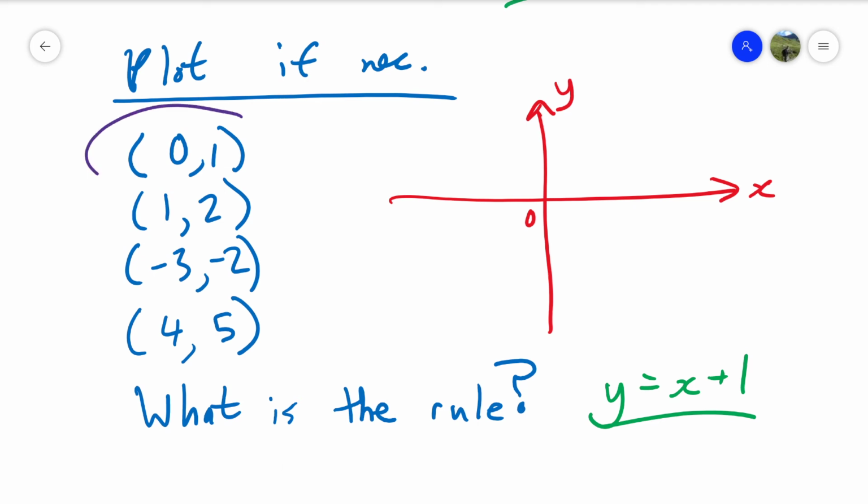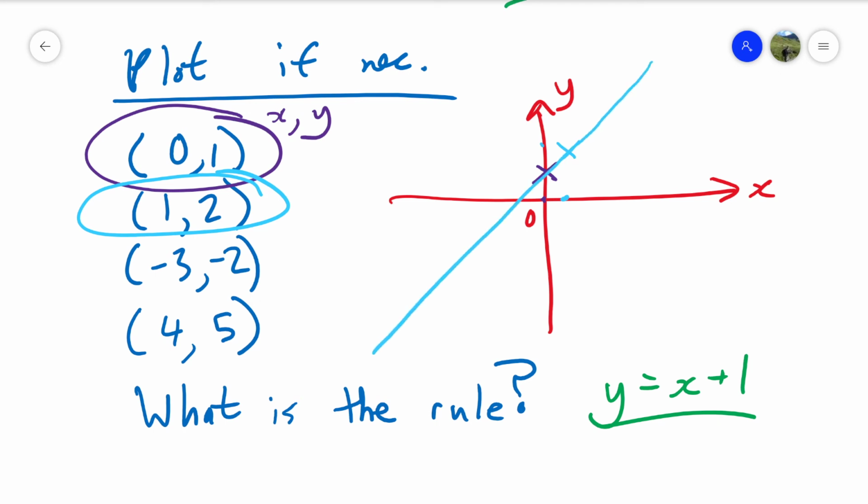Let's plot the first point. Remember, it's x comma y because always in alphabetical order. So x is 0 and y is 1. Now let's plot the next one in light blue. x is 1 and y is 2, so that goes there, etc. We're going to end up with a graph like that. Now, I'm going to plot one more point because a lot of people plot this particular point wrong. x is -3, and y is -2. There you go.